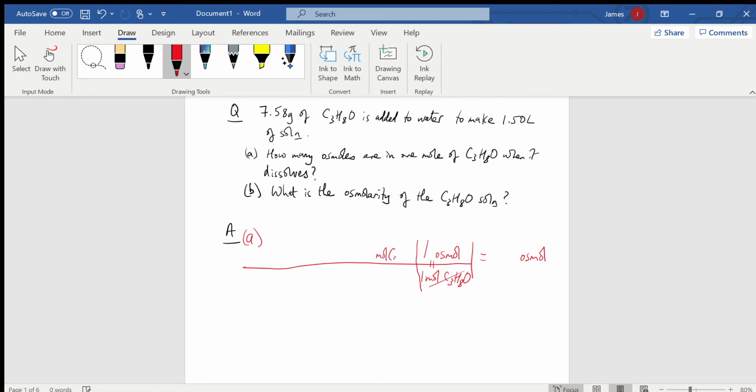So mole C3H8O. By definition, a mole of this chemical, we add up the weight of all the ingredients, so 60.10 grams of C3H8O. My input here is 7.58 grams of C3H8O, and that is in a solution which is 1.5 liters. Actually I don't need that, sorry, I was reading the wrong question on that occasion. So I just need to finish there.